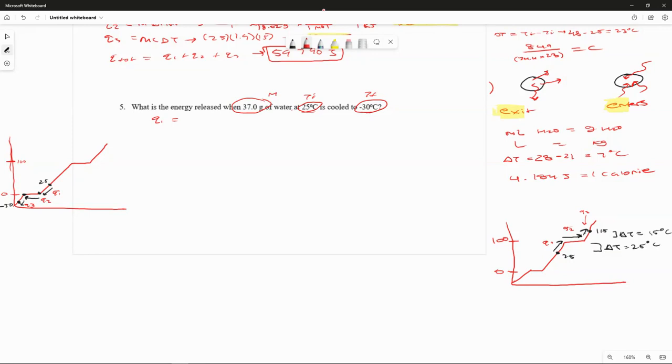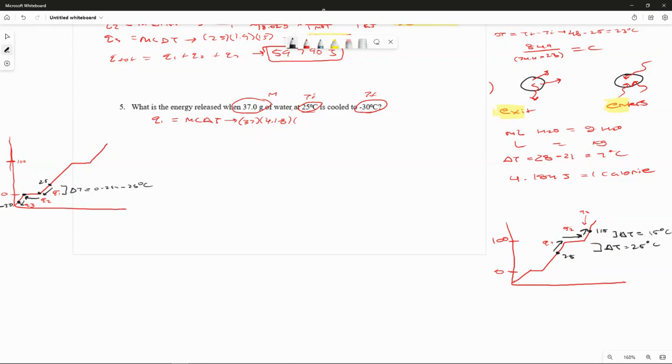Q1, we're looking at a temperature change, MC delta T. M is 37, C for water as a liquid is 4.18. And then for temperature, we're going to find the delta T for here. So we're starting at 25 and we're ending at 0. So delta T is 0 minus 25, which is negative 25 degrees Celsius.